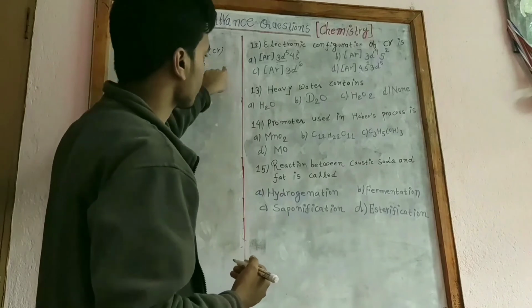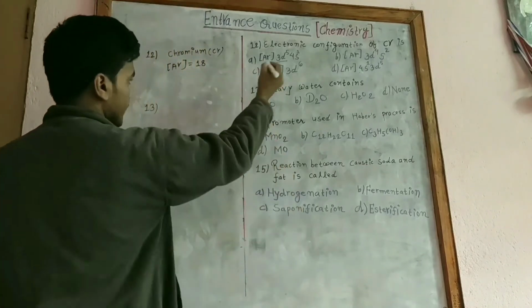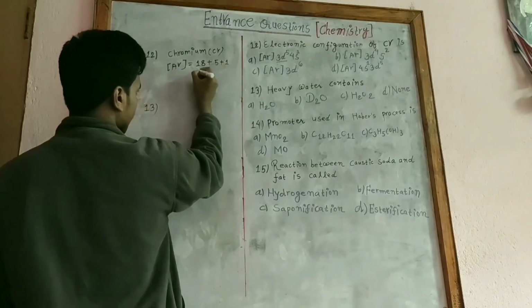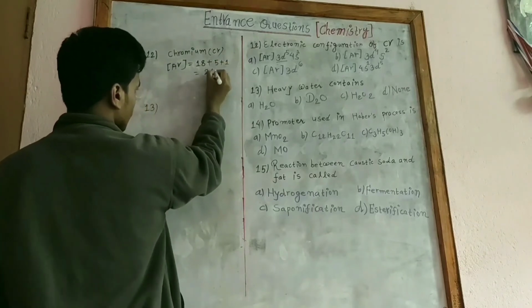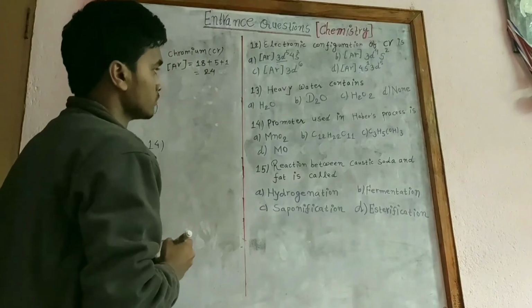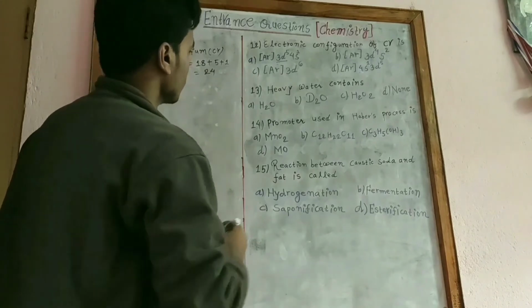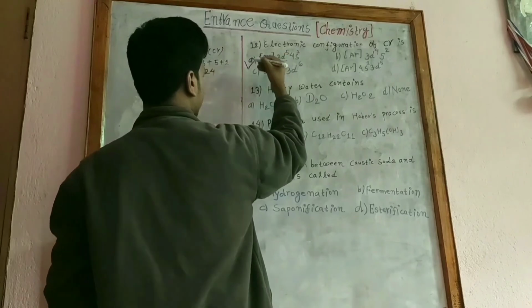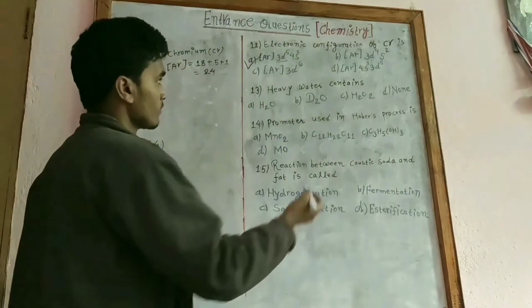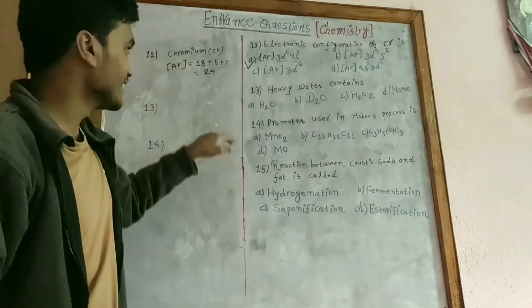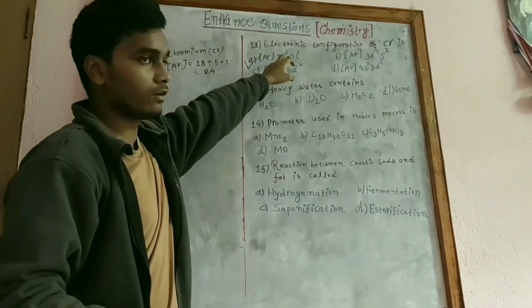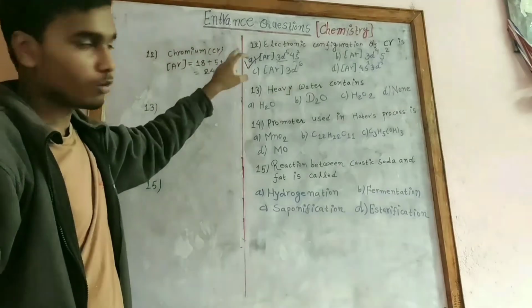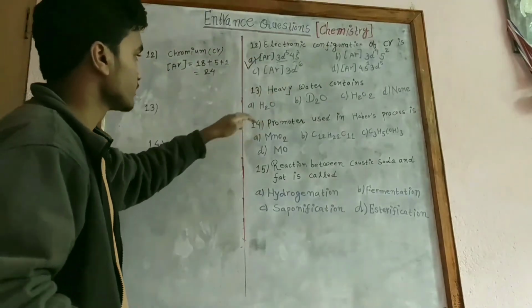Therefore, 18 plus 5 plus 1 equals 24. Therefore, option A is the answer. You have to remember that it contains odd electrons.